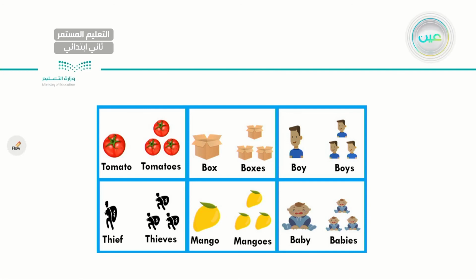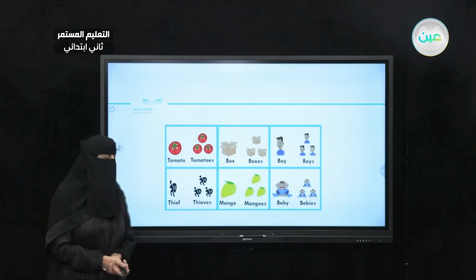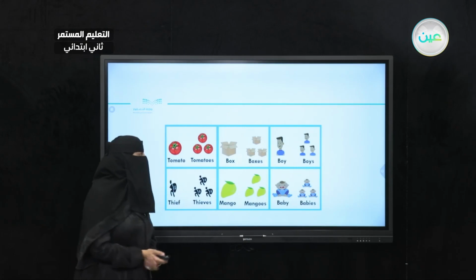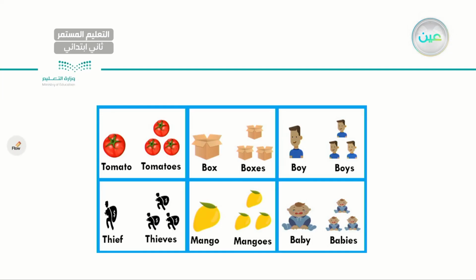Tomato, that's singular, and tomatoes, plural. Box, boxes, boy, one boy, boys, thief, thieves. There are some changes, but you will get to that next year. Mango, mangoes, baby, babies. Very good.